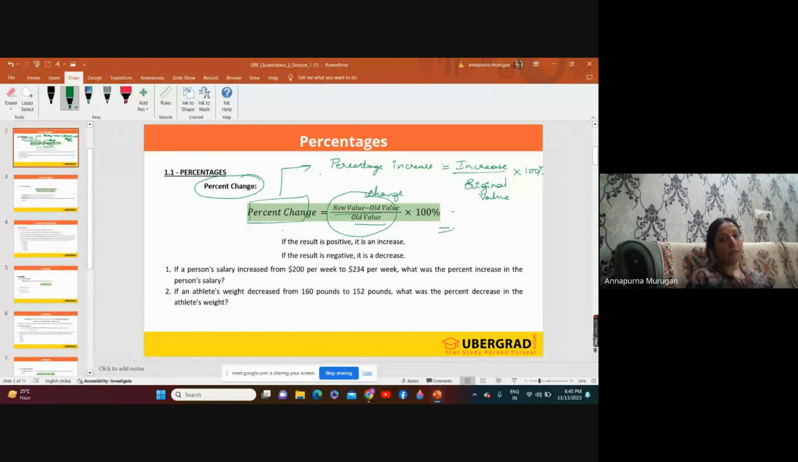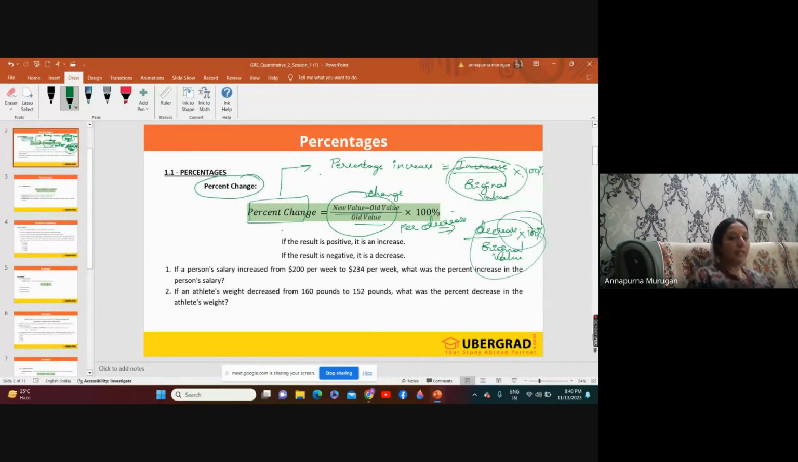While if you take the percentage decrease, what do we get? The actual decrease, what is the decrease in the price that has happened, over the original value, into 100%. Okay, so this is the basic thing we see. Into 100, that gives us the percentage increase and the percentage decrease here.